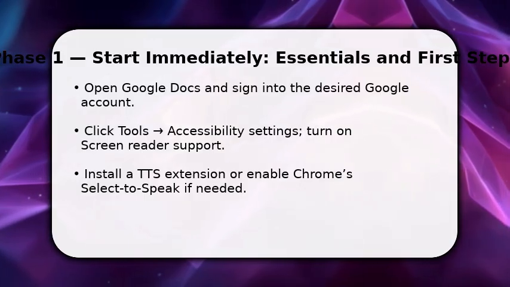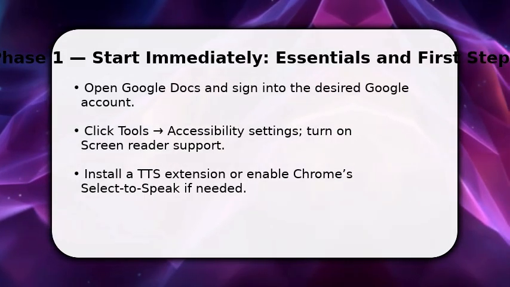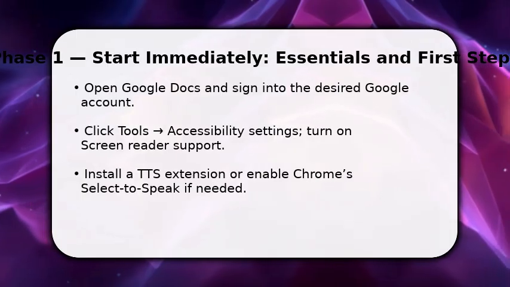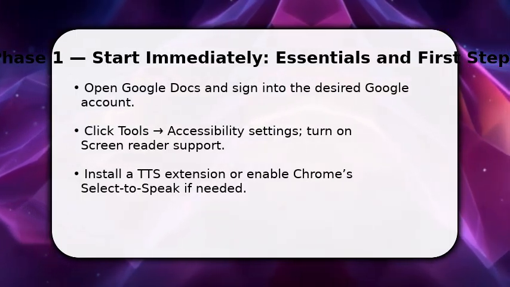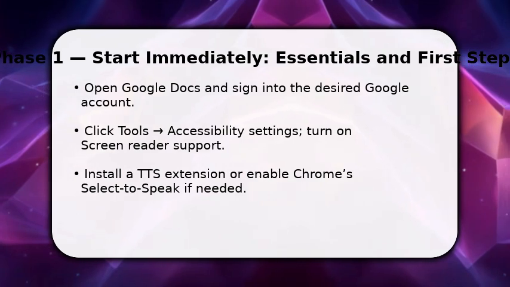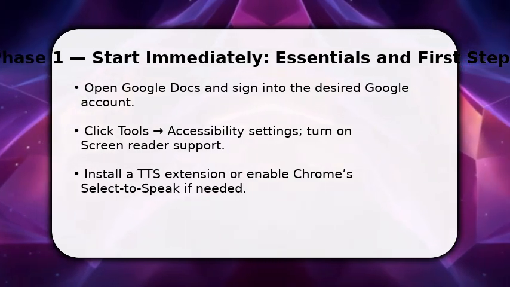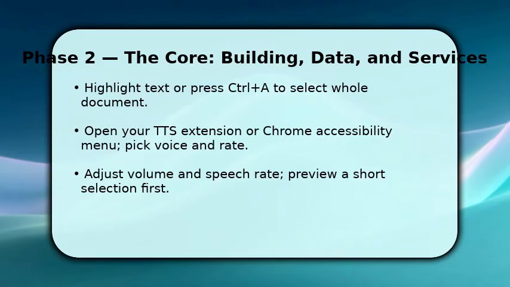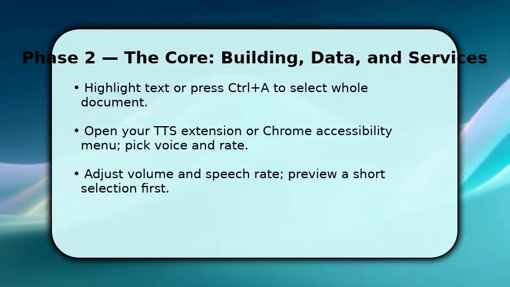If you prefer a built-in voice, install a TTS browser extension or enable Chrome's Select to Speak. These provide the actual voice output that Docs itself doesn't natively produce. Now you select what should be read. Highlight a paragraph or press Ctrl plus A to choose everything.